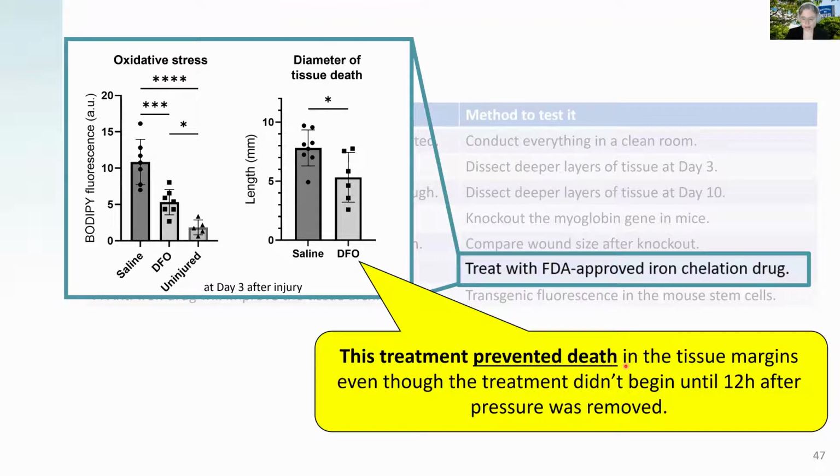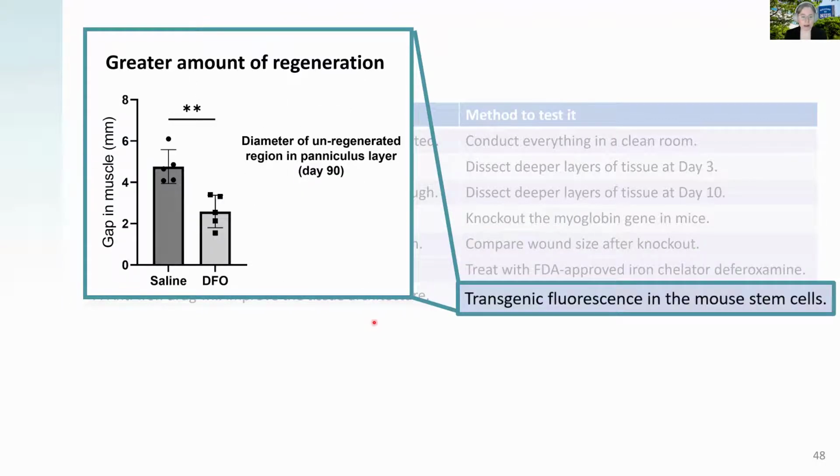And then the intervention begins, and that's enough to still save a majority of the muscle area, 35% of the diameter, from dying. That was really cool. I did not expect that to work so well. We also got a greater amount of regeneration. So the size of the gap in muscle.